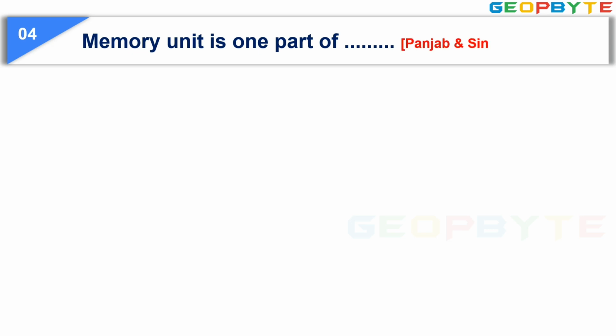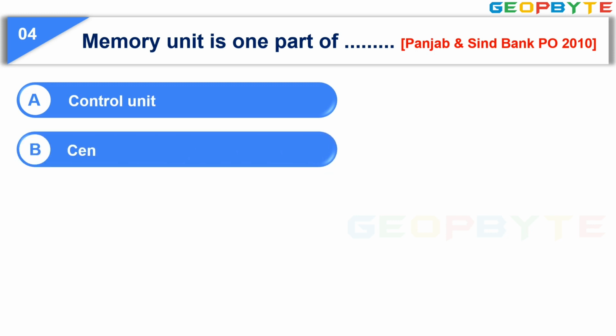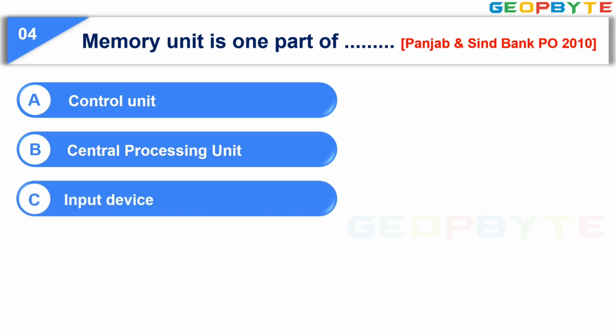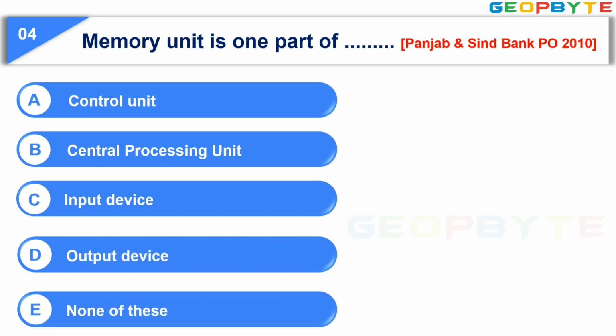Moving to question number 4. Memory unit is one part of option A, control unit, option B, central processing unit, option C, input device, option D, output device, option E, none of these. And the correct answer is option B, central processing unit.